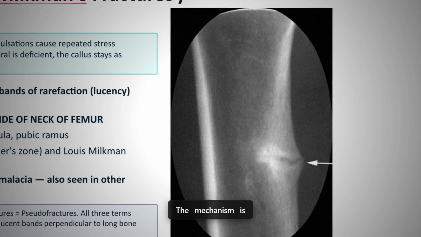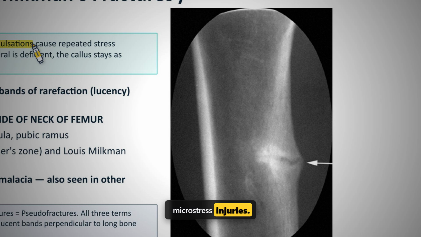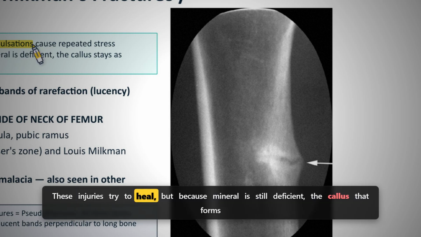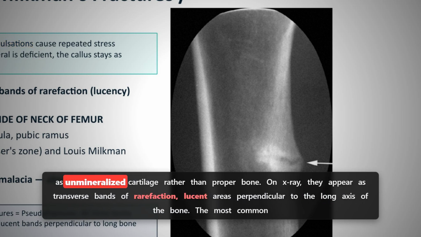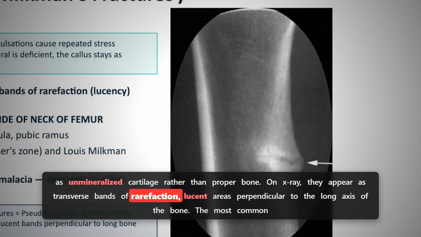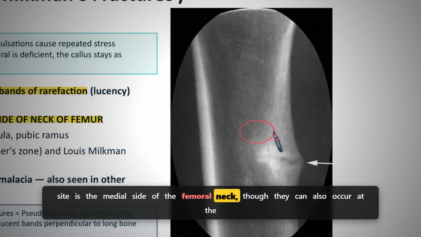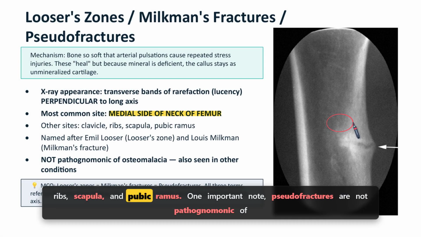The mechanism is interesting. The bone is so soft that the pulsation of arteries running alongside it causes repeated microstress injuries. These injuries try to heal, but because mineral is still deficient, the callus that forms stays as unmineralized cartilage rather than proper bone. On X-ray, they appear as transverse bands of rarefaction, lucent areas perpendicular to the long axis of the bone. The most common site is the medial side of the femoral neck, though they can also occur at the clavicle, ribs, scapula, and pubic ramus.